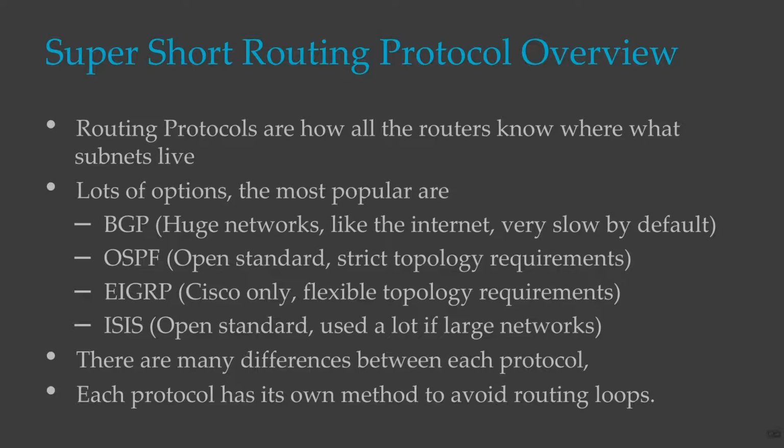You have OSPF. It's an open standard, has some pretty strict topology requirements if you want to use some of the advanced features. You have EIGRP, which is Cisco only, but it has very loose topology features. And you have ISIS, which is an open standard. If you want to do a large network, there's a decent chance you use ISIS, but it's really fallen out of favor. You're much more likely to run into OSPF than ISIS. They each have their differences and their own ways to avoid routing loops. Basically, I just wanted you to have an idea that there is a protocol moving these subnets around so that everyone knows how to get to them, and that there are multiple options.